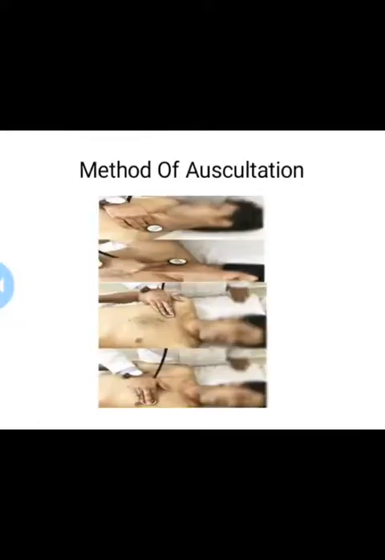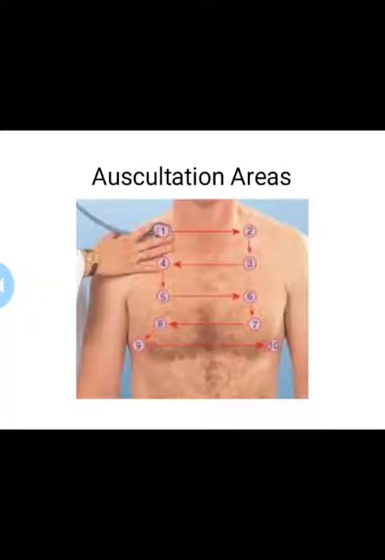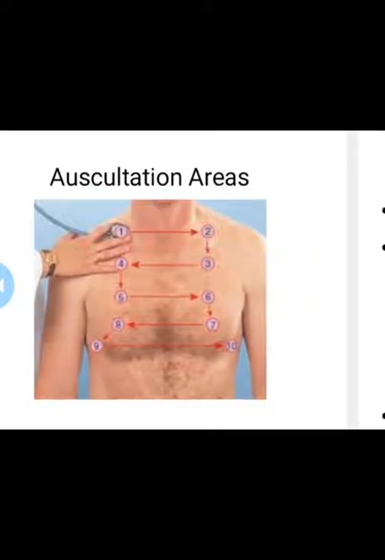This picture shows the method of auscultation. Auscultate the apex by bell and the infraclavicular area by diaphragm. Compare it on both sides. This picture shows the areas of auscultation above the clavicle, below the clavicle and in the axilla.